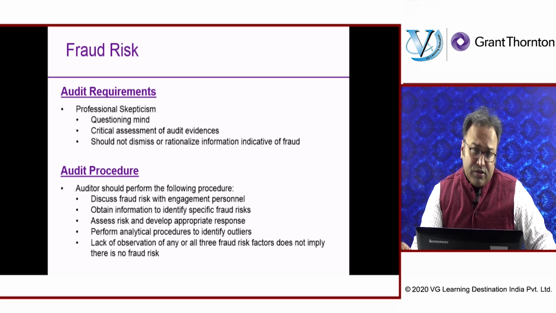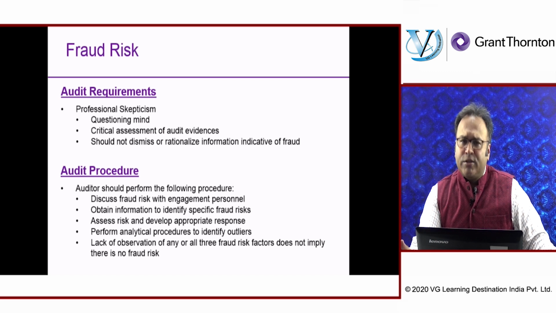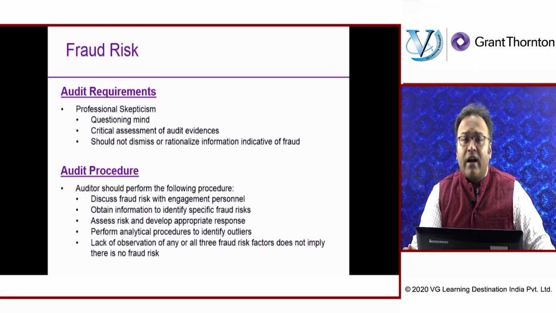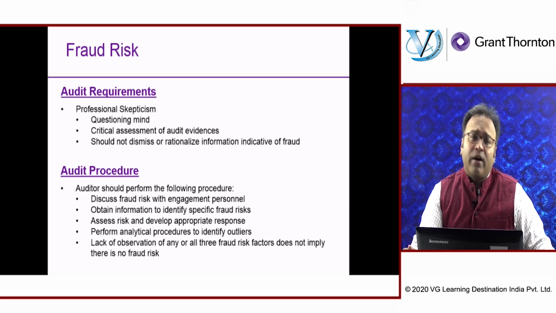To do so, you should perform the following steps in the audit procedure. You should reach out to the engagement personnel and ask them if they are aware of any frauds or not. Discuss fraud risk with them at various levels, not just top management. Talk about fraud, because then you get to know whether people are talking the same language or not. Obtain information of specific audit risk areas. We talked about stealing, we talked about lying. You can identify those areas and obtain risk information. Assess risk and develop appropriate actions.